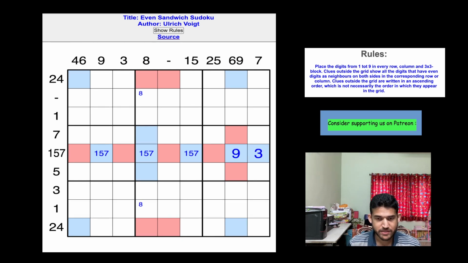Let me think here a bit. So can we think about this 7 clue here at this point? Also, I could do some more pencil marking. 6 has to be either in this cell or this cell, right? Because 6 is also surrounded by even digits. You can't have 6 here or here, I mean this cell. You could have the 6 either here or here, only possibility.